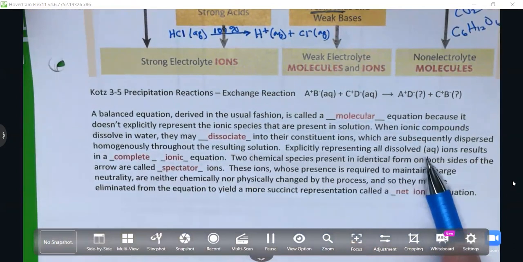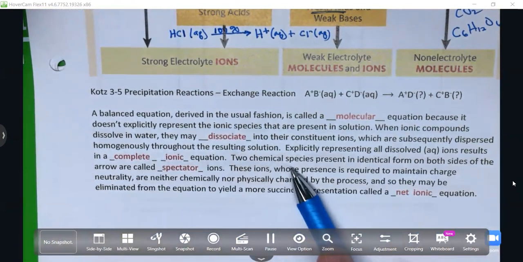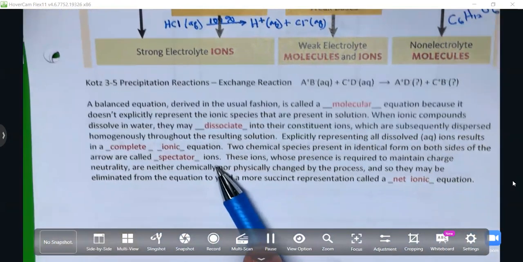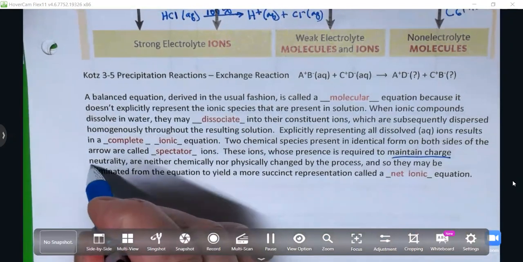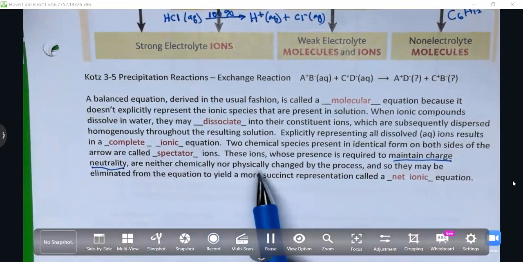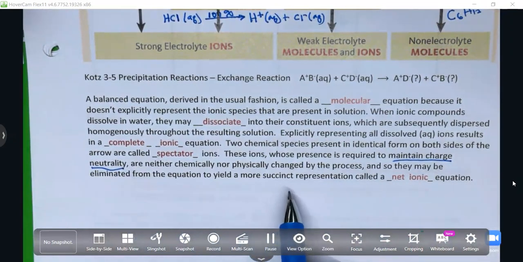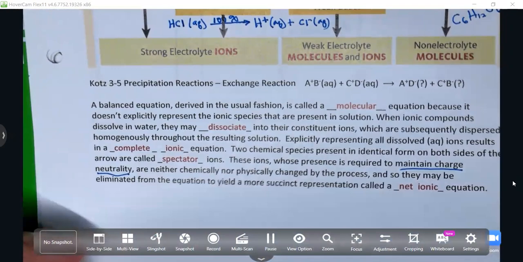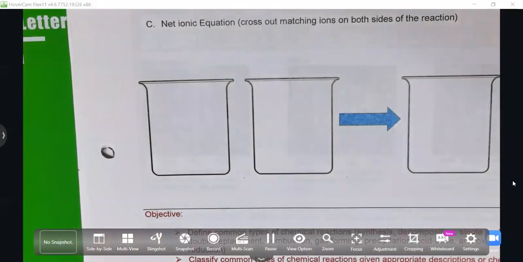Explicitly representing all dissolved aqueous ions results in a complete ionic equation. Two chemical species present in identical form on both sides of the arrow are called spectator ions. These ions, whose presence is required to maintain charge neutrality, are neither chemically nor physically changed by the process, and so they may be eliminated from the equation to yield a more succinct representation called the net ionic equation. So we're going to do that on the next page. We're going to put stuff in these beakers to really try to visualize what is happening.